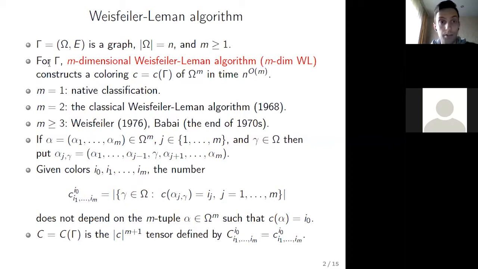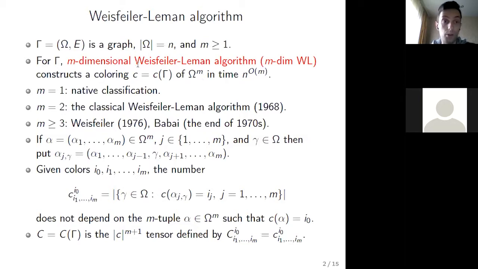Let gamma be a graph with vertex set omega and edge set E. Here and further throughout the talk, all graphs are undirected and without loops. Suppose that the size of omega is equal to n, and m is a positive integer. The m-dimensional Weisfeiler-Leman algorithm constructs for graph gamma the coloring of omega to the power m in time n to the power of a linear function of m.